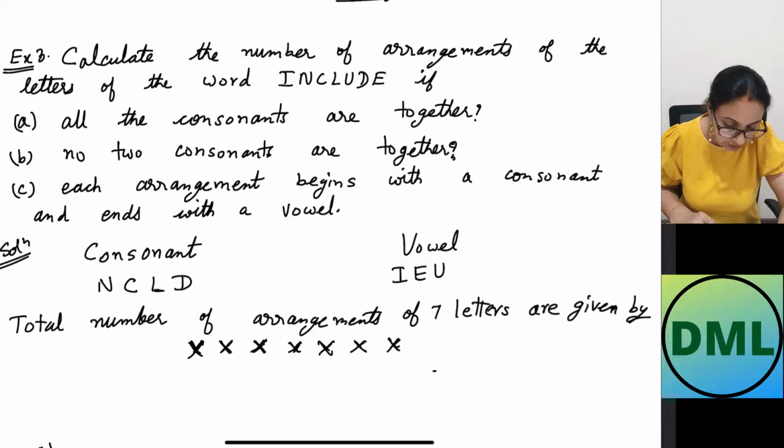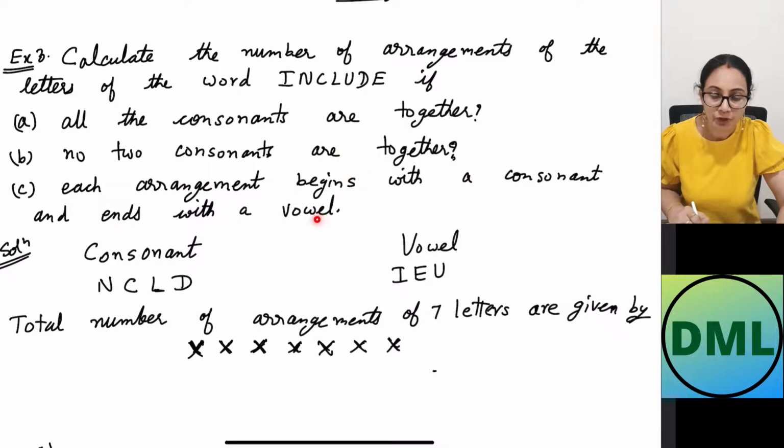Calculate the number of arrangements of the letters of the word INCLUDE if all the consonants are together, no 2 consonants are together, and each arrangement begins with a consonant and ends with a vowel. So in the word INCLUDE we have 4 consonants N, C, L and D and 3 vowels I, E, U. Now the total number of arrangements of these 7 letters is given by factorial 7 ways.